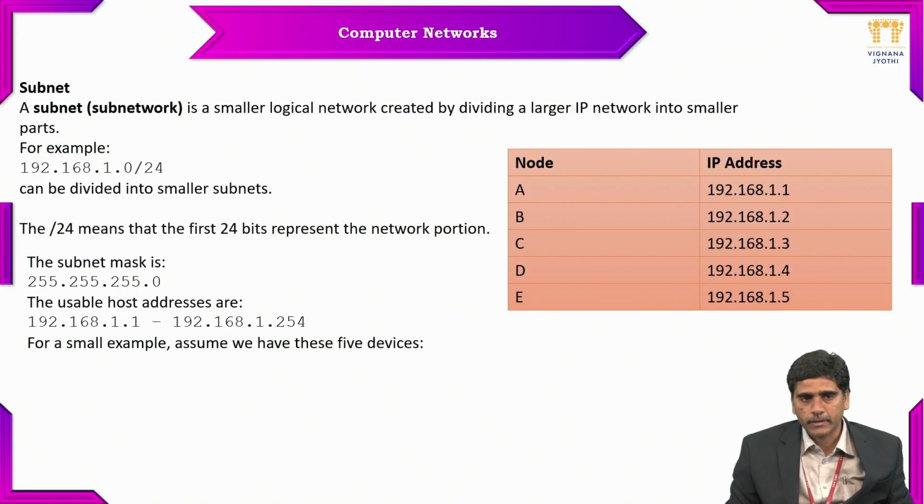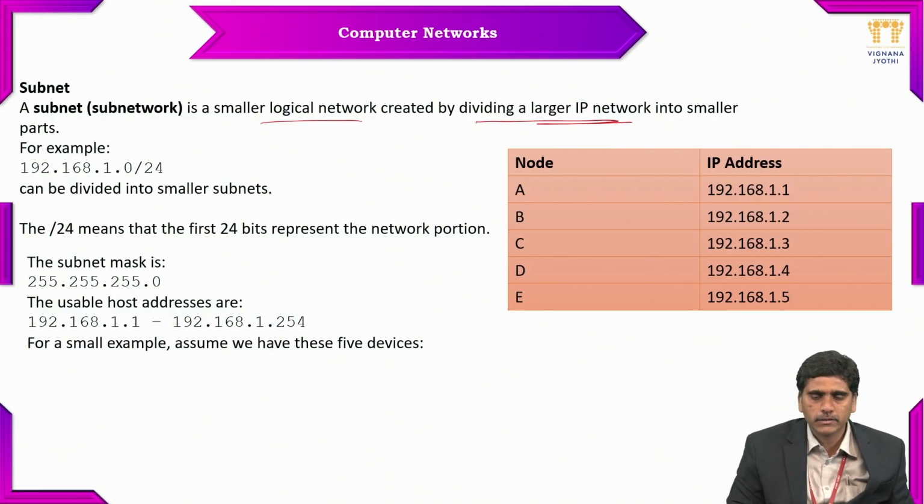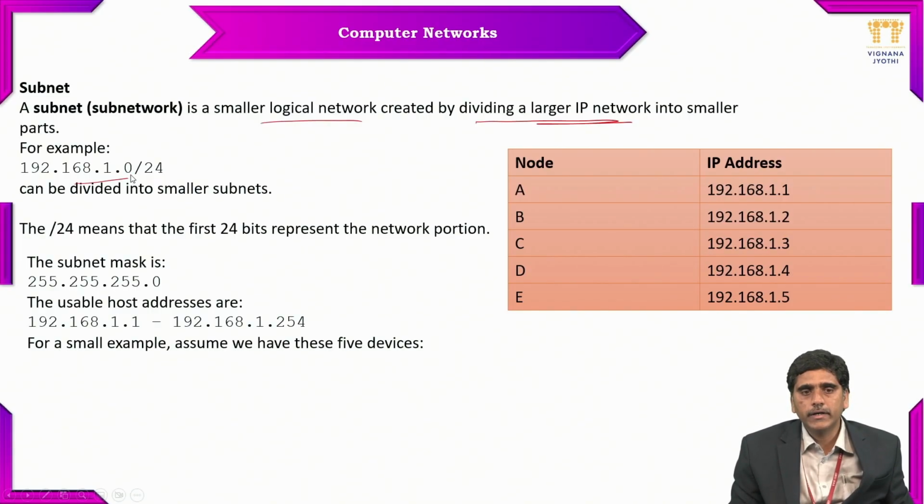And what is meant by subnet? A subnet or subnetwork is a small logical network created by dividing a larger IP network into smaller parts. Suppose we take an example, 192.168.1.0/24. It can be divided into smaller subnets, like 192.168.1.1, 2, 3, 4, and so on up to 24.